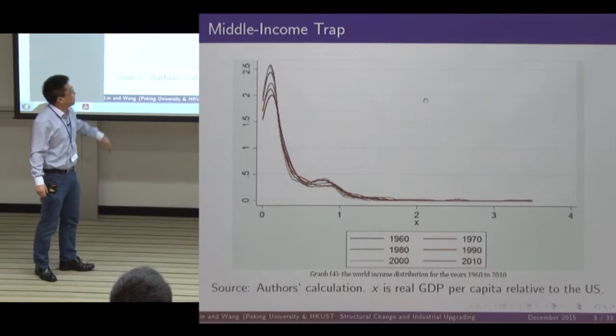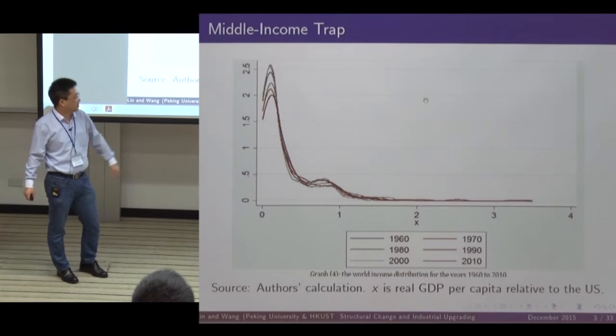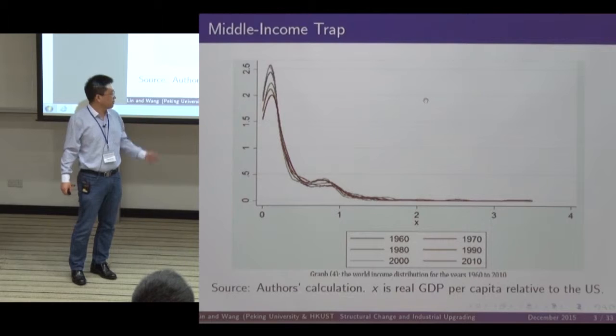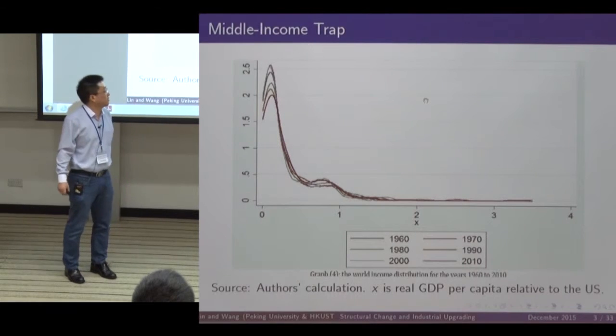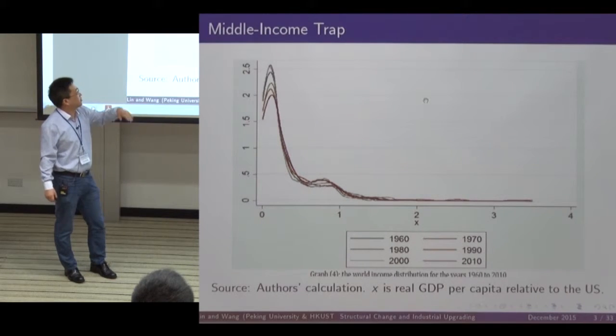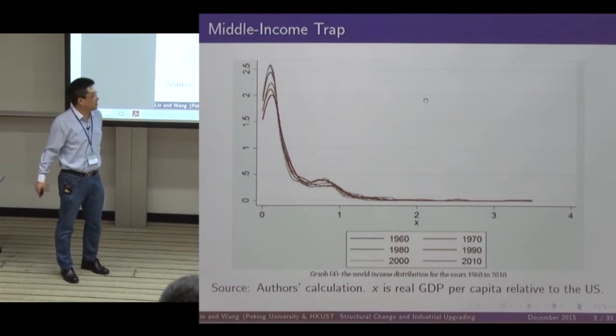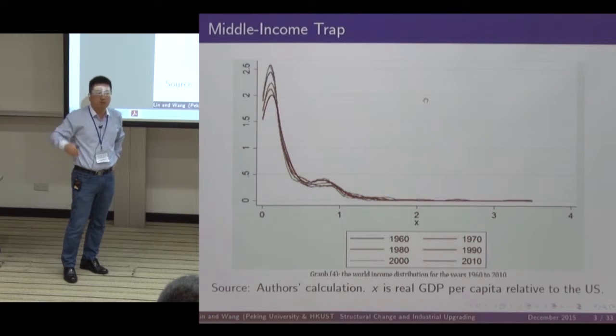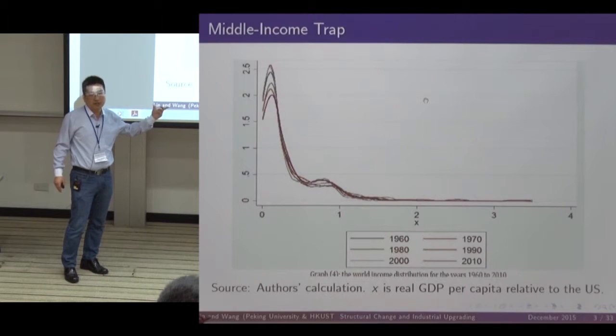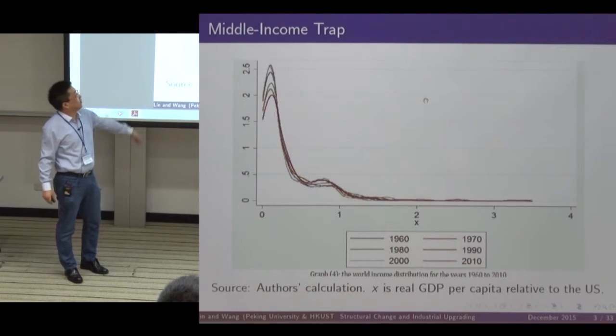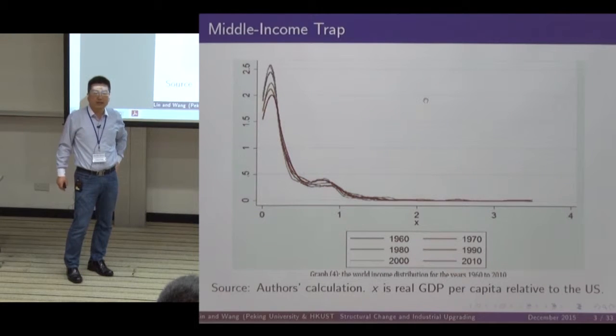So this is the world income distribution. The horizontal axis is real GDP per capita relative to the U.S. This is a density, and different colors refer to different years. What I can see from this picture is that the world income distribution is rather stable over the years. You do see the twin peaks. A lot of poor countries concentrate there, and also there is a rich club, the OECD countries.